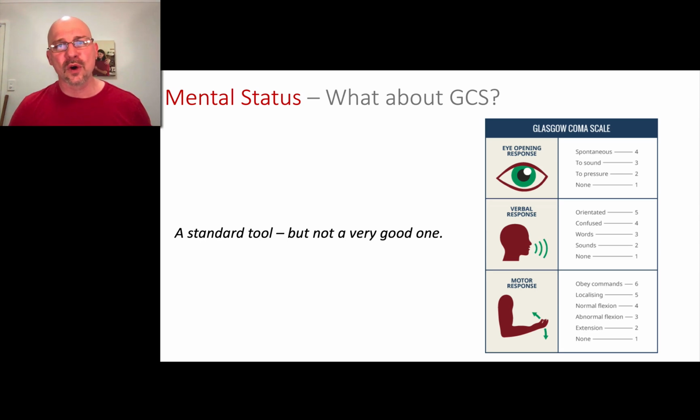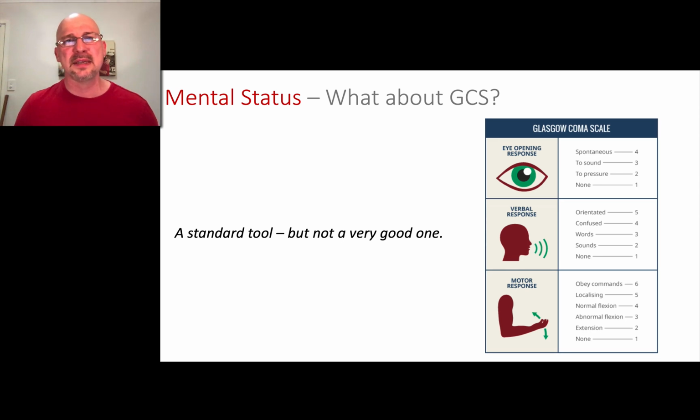So we've got the Glasgow Coma Scale, and it's a standard tool. It's used a lot, but it's not a very good one. If you go to Life in the Fast Lane, great website, they have a lot of details about what's wrong with the Glasgow Coma Scale. So here's the thing I tell students. You have to know it, you have to use it, but don't give it a lot of credibility in your own mind clinically. It's a useful common tongue, but it isn't really terribly diagnostic.